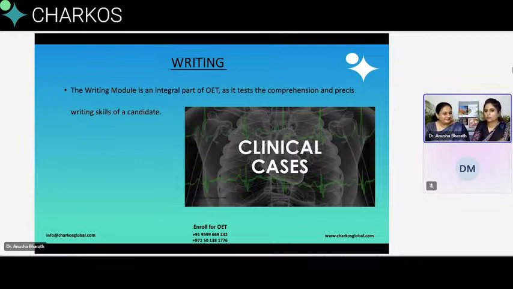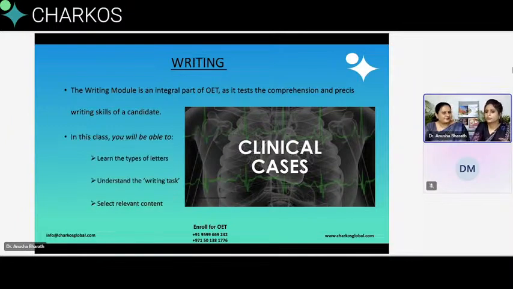So in the writing module, as I already said, some regulatory bodies want you to score a C plus grade in writing. So if you have to get that score, how do we go about it? How do we tackle the writing tasks? We will be looking at clinical cases, or what we call case notes in healthcare terminology. In today's class, specifically, you will be learning the types of letters.